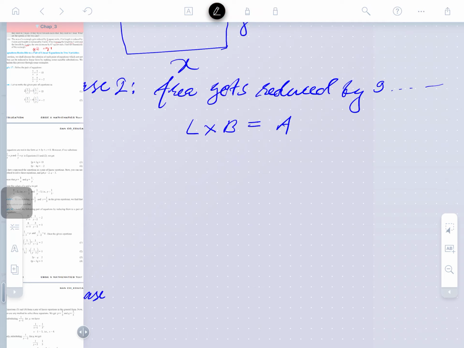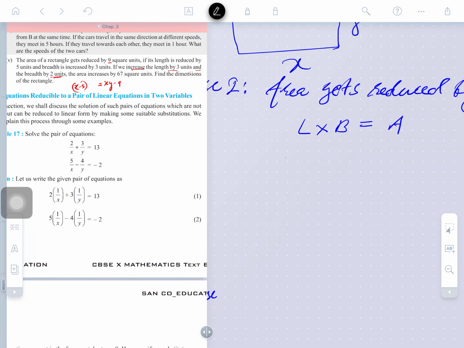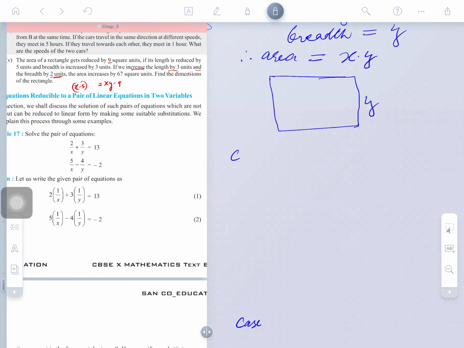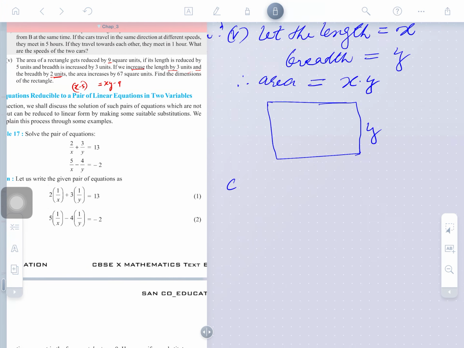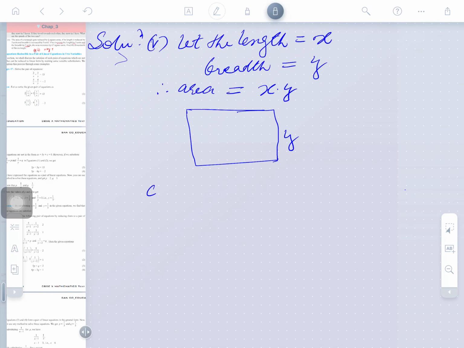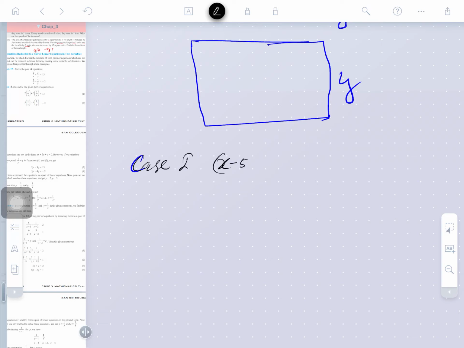Okay, look at this please, what is it saying? Area reduced by 9. So the first equation: length reduced by 3 units and breadth reduced by 5 units. In the first case, length reduced by 5, and breadth increased by 3, is equal to xy.